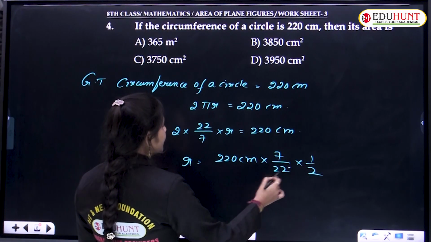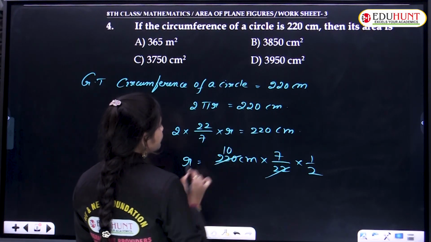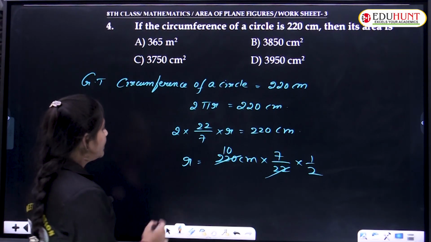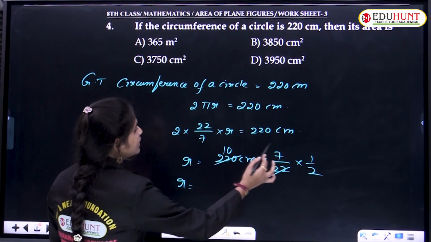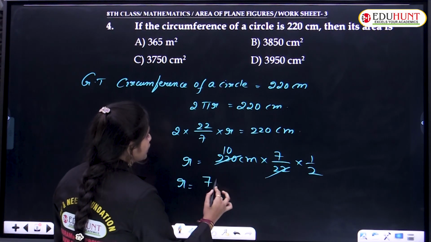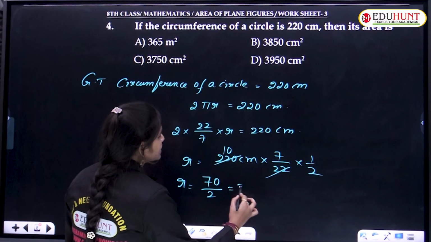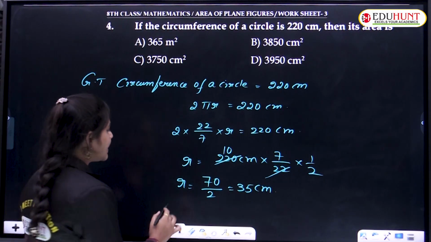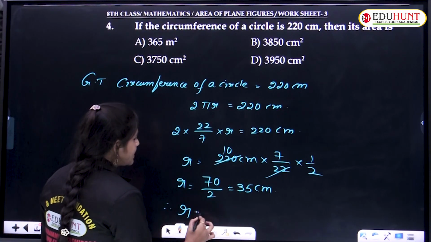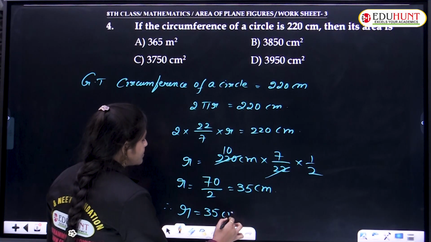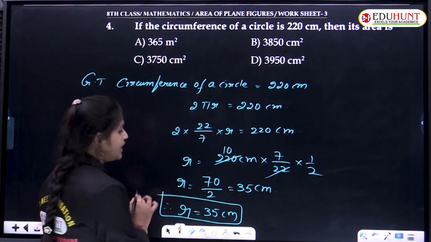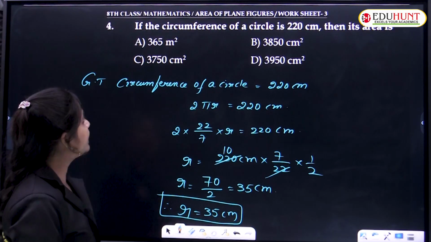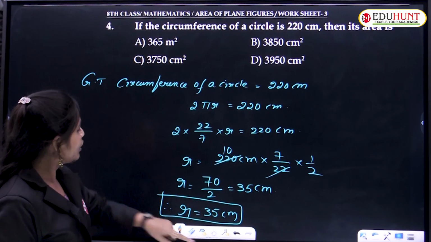Now cancellations here, 22 tens 220. Now r is equal to 10 into 7, which is equal to 70 by 2, which is equal to 35 centimeters. Then what is the radius here? r is equal to 35 centimeters. Now what do we need to find out? Area of a circle we need to find out. Yes or no? We got the radius.